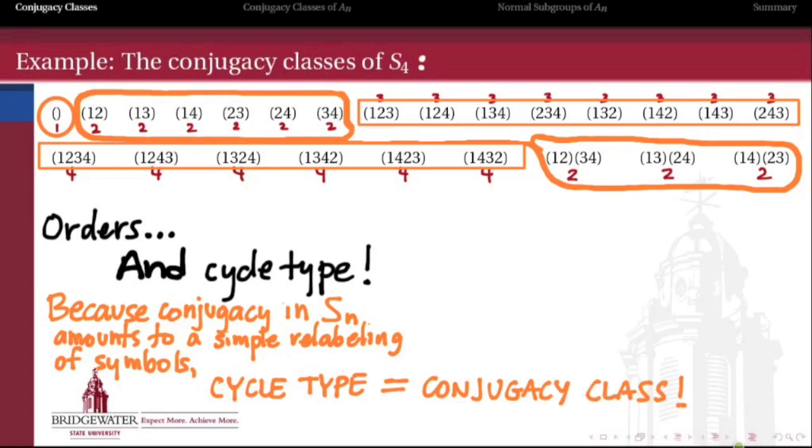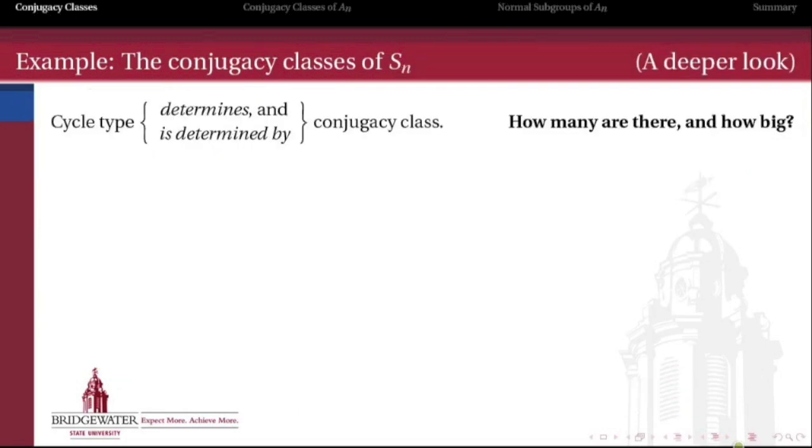Let's take an even deeper look at that for a second. We have five conjugacy classes in S4. Let's go a little bit deeper here. So cycle type determines and is determined by conjugacy class. So how many conjugacy classes are there in general in S_N, and how big are they?